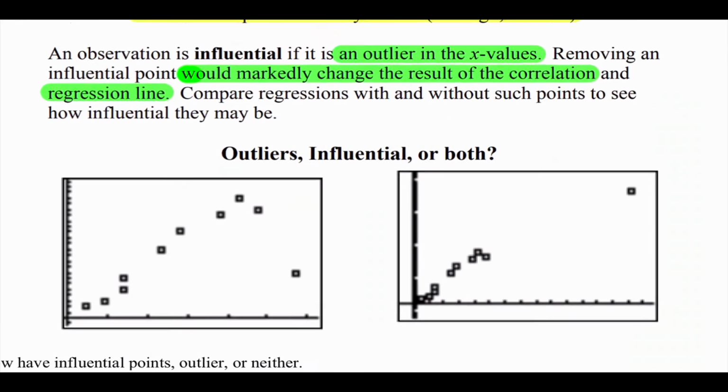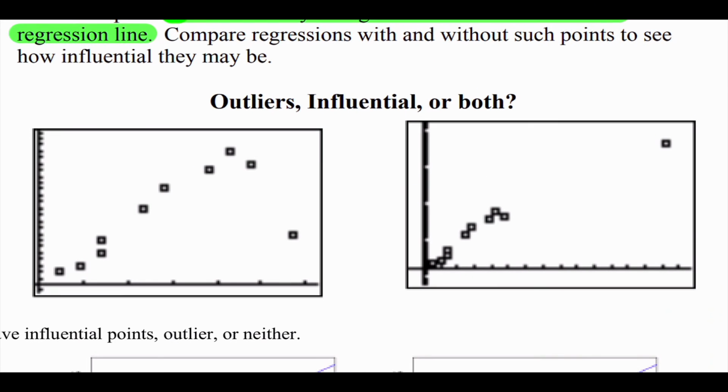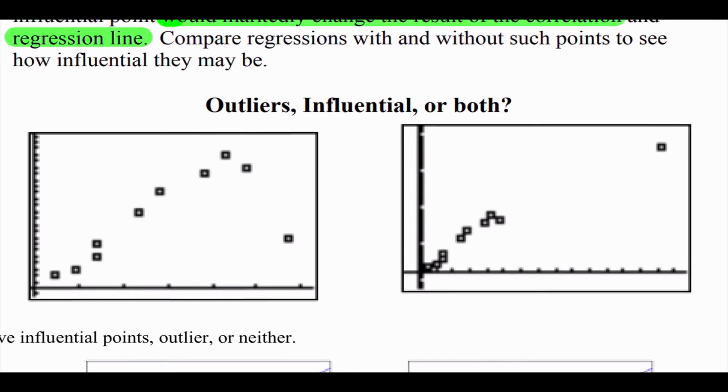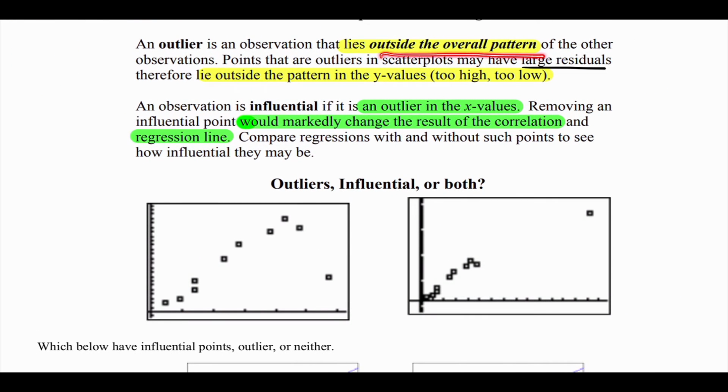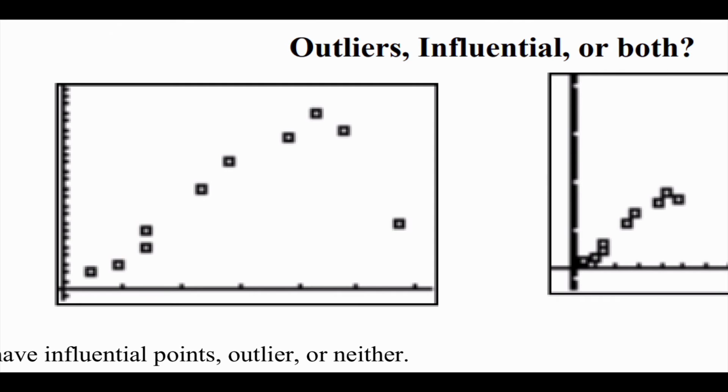So let's look at these two. So first graph, the one on the left. Question: is it an outlier? Are there any outliers? Are there any influential points? Are there any both or neither? So outliers, let's look at outliers one more time. Outliers means outside the general pattern. So are there any dots that lie outside the general pattern? There's one, right? Bottom right corner. That guy right there.